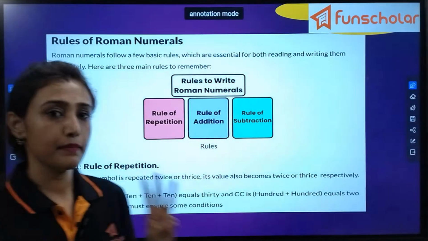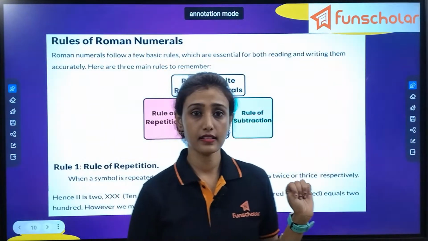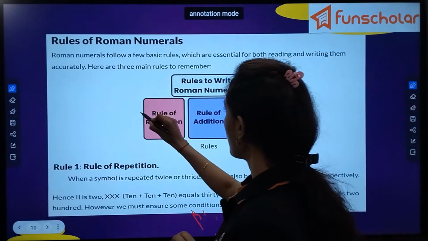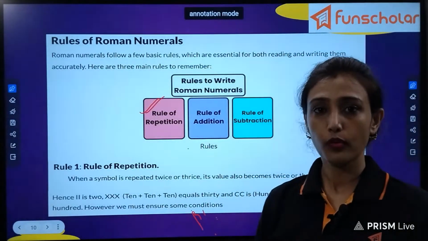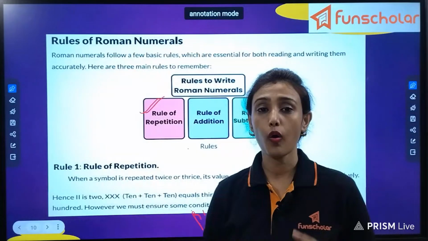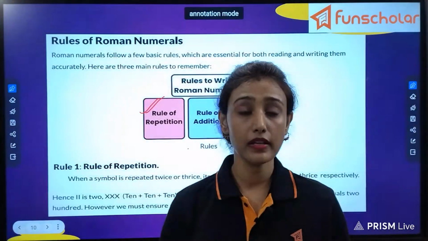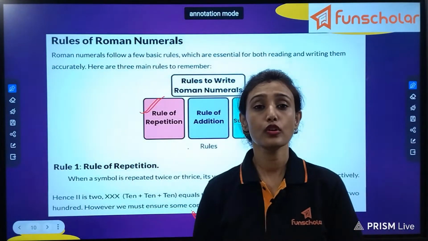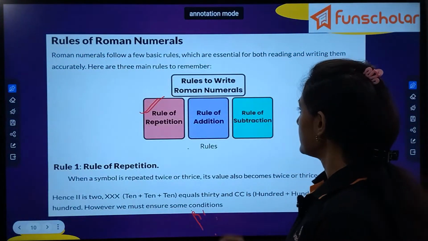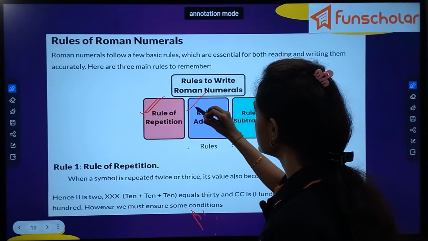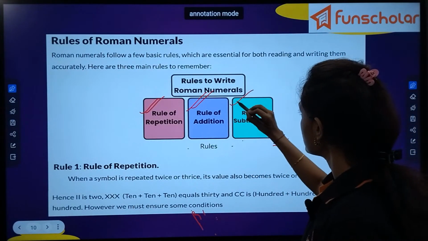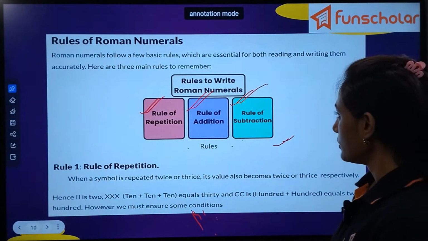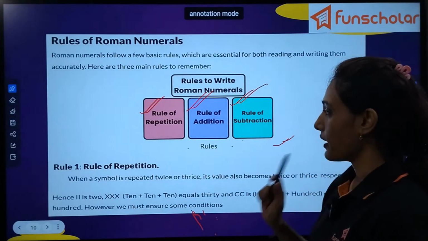Now there are 3 basic rules to write Roman numerals. First is the rule of repetition. You cannot repeat all the Roman numerals as many times as you want. There is a limitation, so you have to know what it is. Next is the rule of addition and another one is the rule of subtraction. So we'll come to these rules one by one.